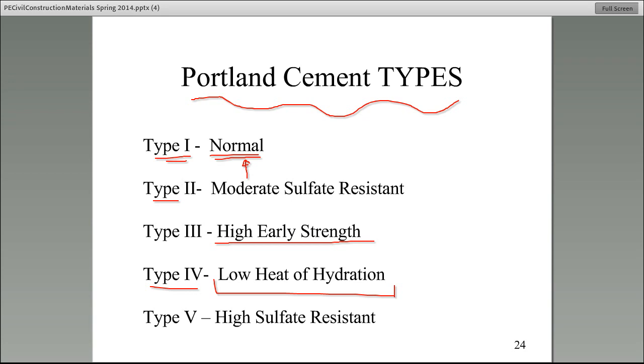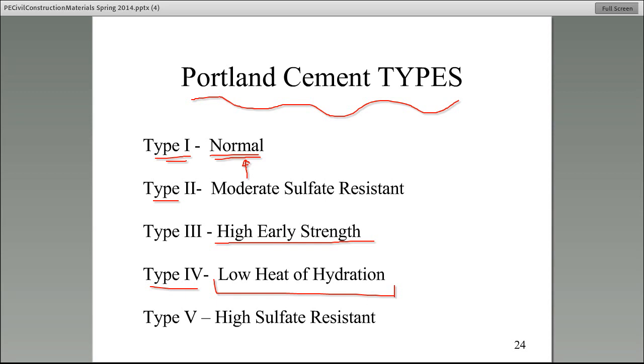Let me tell you, and also mass concrete, for example, a dam, or when you have a large quantity of concrete that will be placed in an enclosed area. Again, a dam would be a good example of that. Low heat of hydration will be very helpful. So type 4 would be used for that.